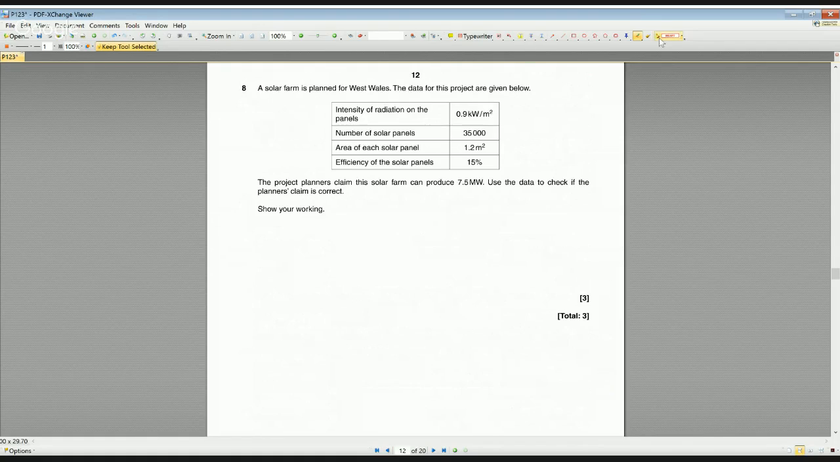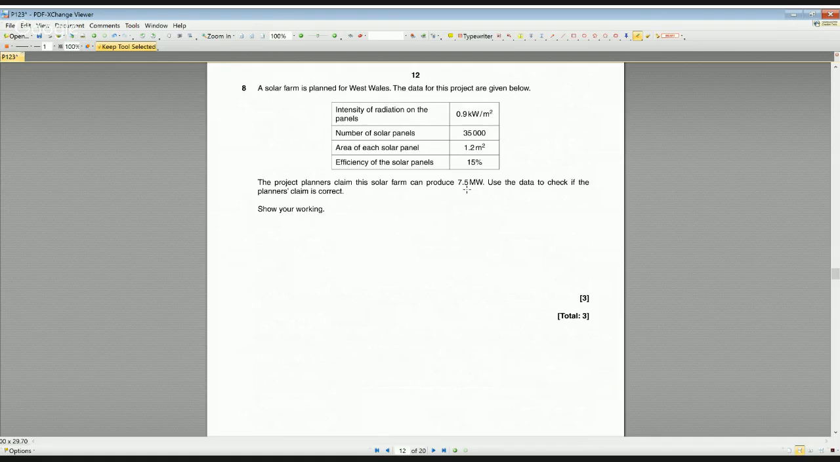So it tells us how much radiation, so that's how much energy is coming from the sun, that will actually hit these solar panels. And it says for every square meter of panel, 0.9 kilowatts will be coming from the sun. It tells us how many solar panels we've got. It tells us what the area of each solar panel is. And finally, the efficiency of those solar panels. So how much of the sun's light will be converted to electricity.